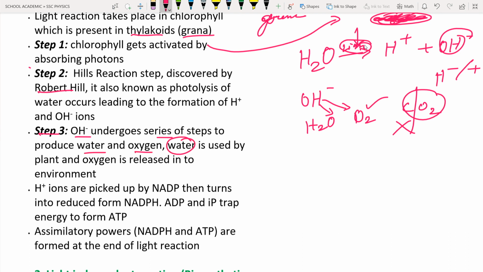It undergoes a series of reactions or steps to produce water and oxygen. Here the water is utilized by the plant for other purposes and functions. While oxygen is released into the environment. Why will this oxygen be released into the environment? Because this oxygen is a useless or waste product for the plant. In the daytime, this oxygen is the end product in the Hill's reaction. But the same oxygen is very helpful for the plant during the night time.